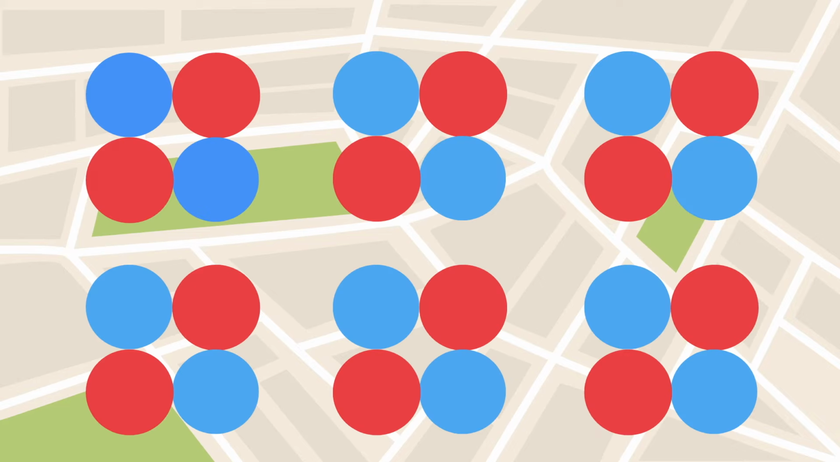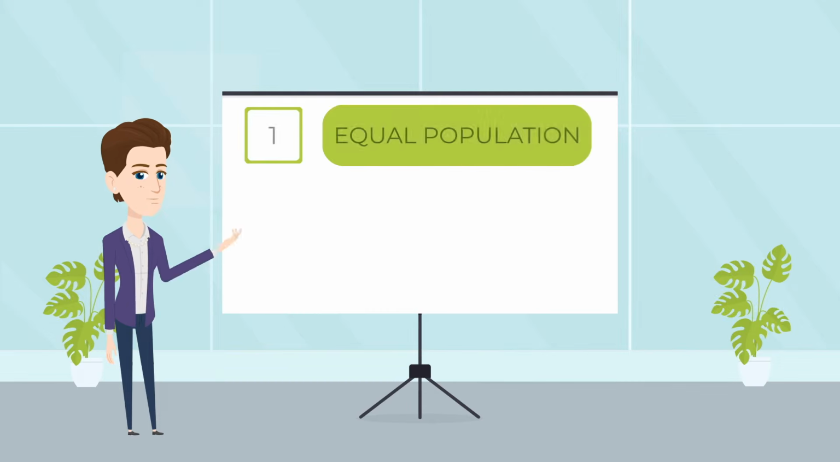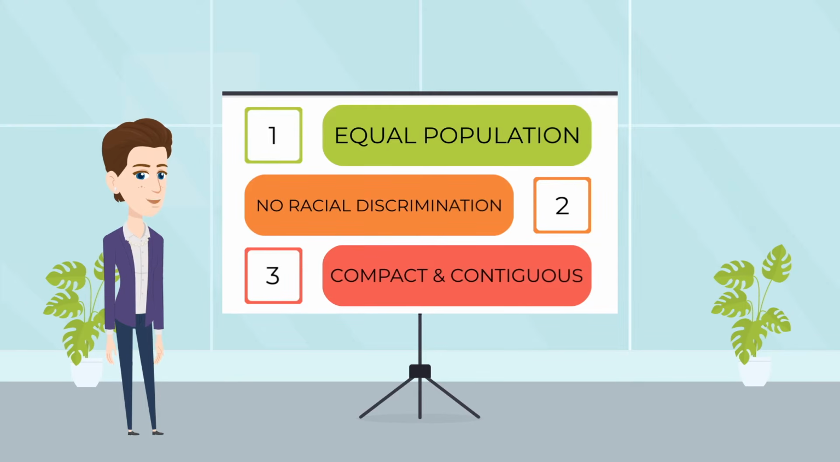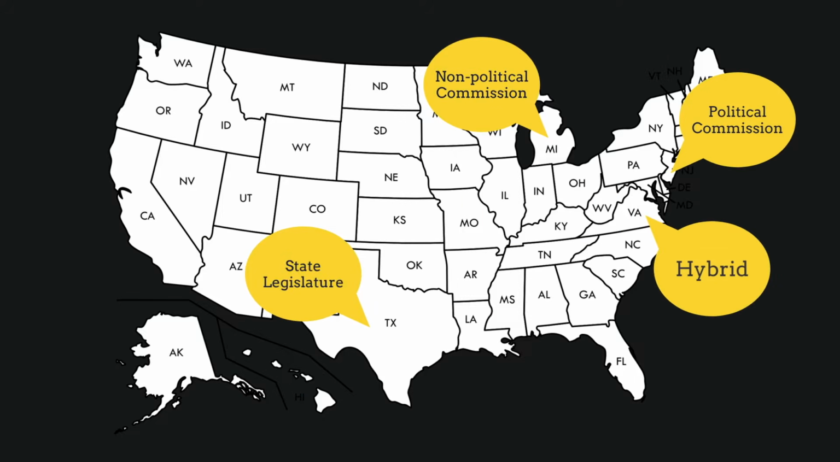The goal is to ensure proportional representation based on population and to make sure everyone's vote and interests count as equally as possible. Here are a few rules about how redistricting lines can be drawn. Districts should be roughly equal in population. Districts cannot be drawn in a way that discriminates on the basis of race, and districts should be compact, contiguous, and preserve community interests. Different states entrust different bodies to carry out this difficult and often controversial task of redistricting.